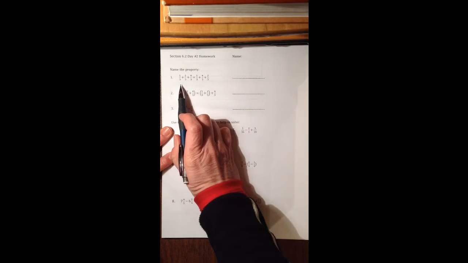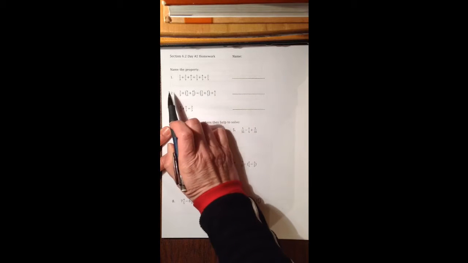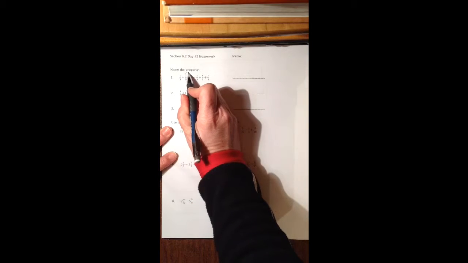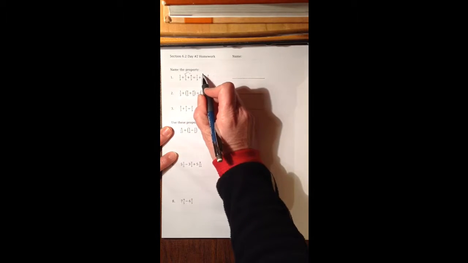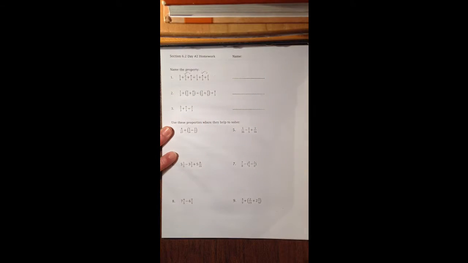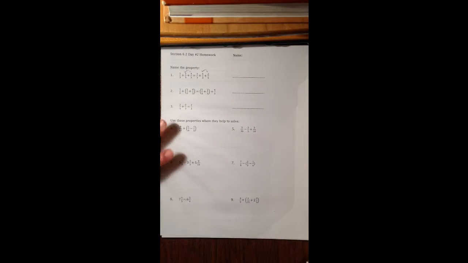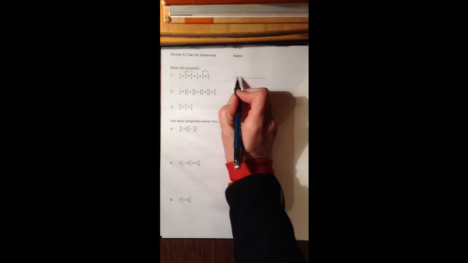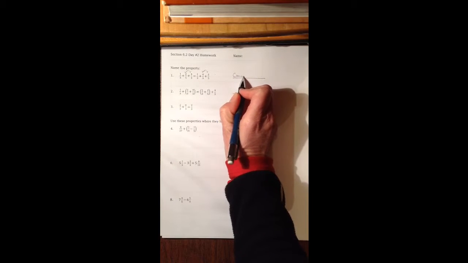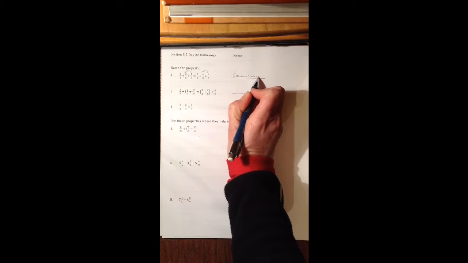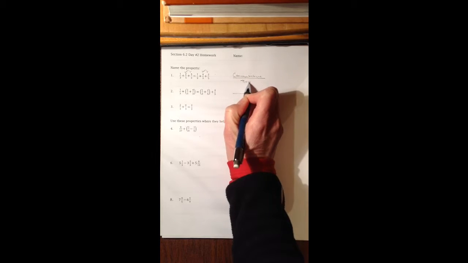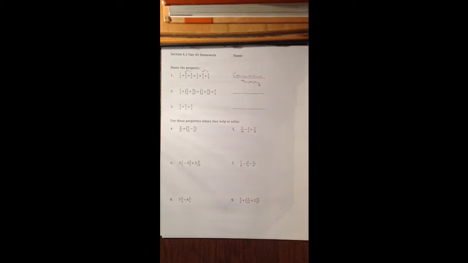If you look at what happened here on number 1, as you moved from the left to the right, the location of these two fractions was switched. And when you change the order across addition, that's called the commutative property. So that's what your answer should have been for number 1.